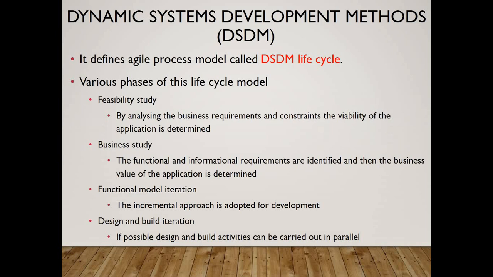Next thing is design and build iteration. If possible, design and build activity can be carried out in parallel. Here, after all the modeling and all the planning, if it is possible that designing and building activity can be merged, or we can say can work parallelly, then it will be carried out for the system.